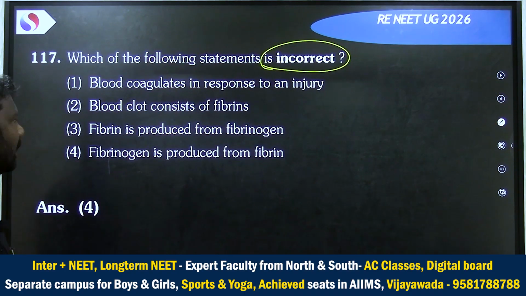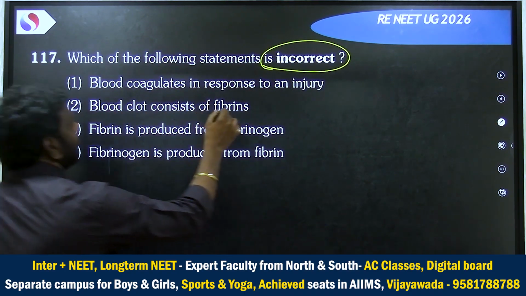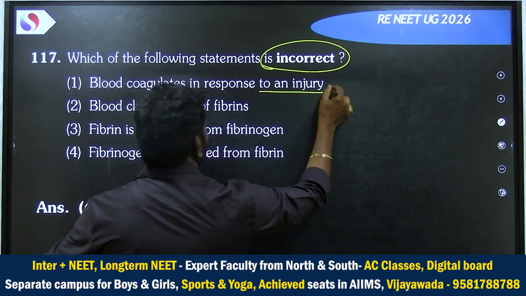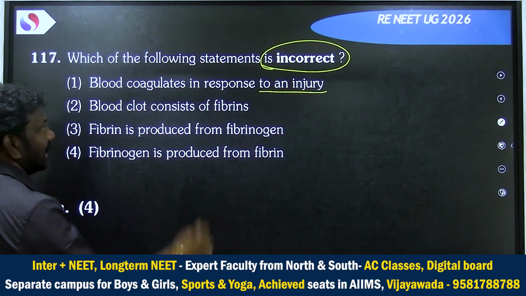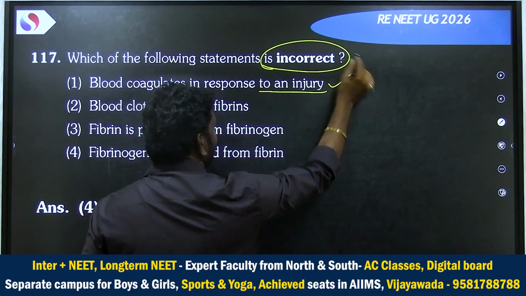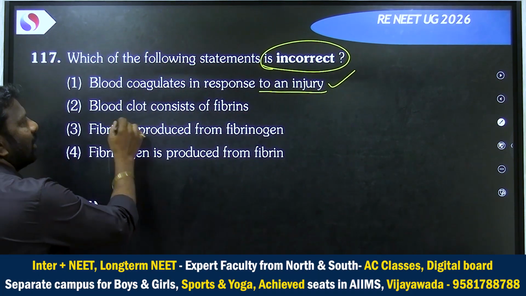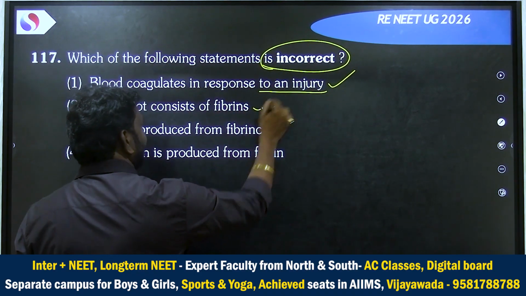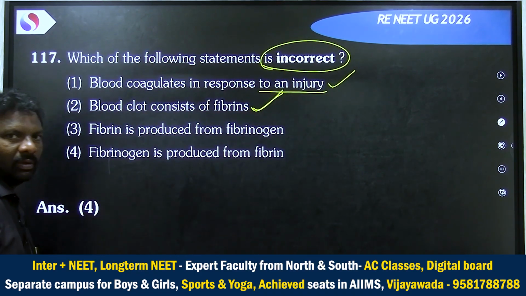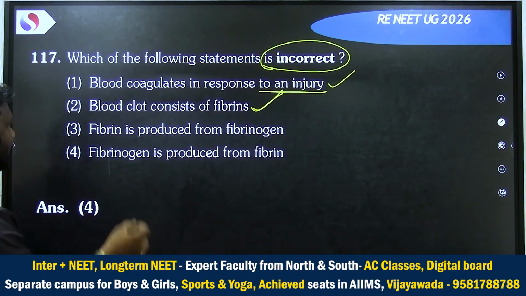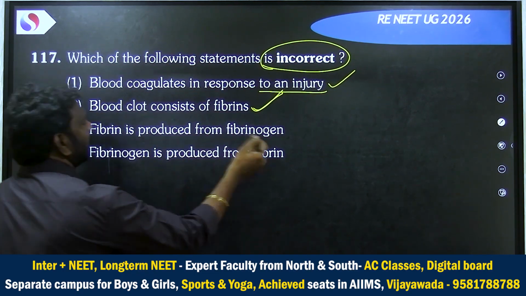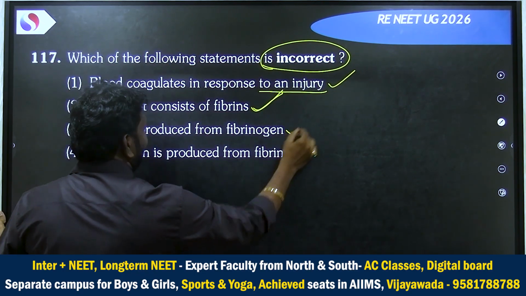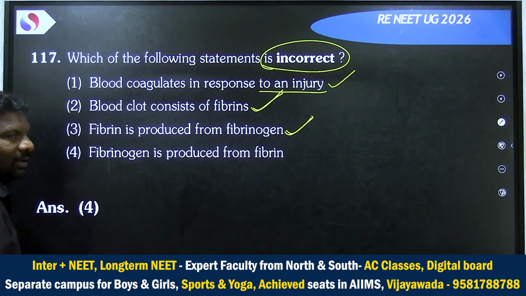They are asking. Here, blood coagulation is a response to an injury. They are asking the incorrect question. This statement is true. Blood clotting consists of fibrins. Again, this one is also true. Why? Because I will explain. Fibrin is produced from the fibrinogen. Again, this one is also true.